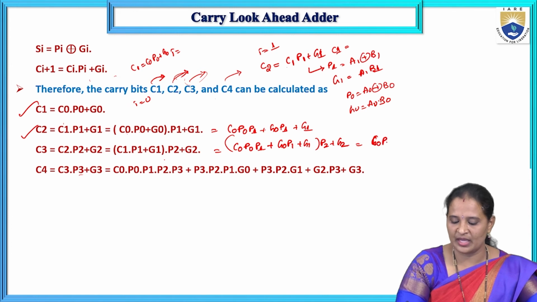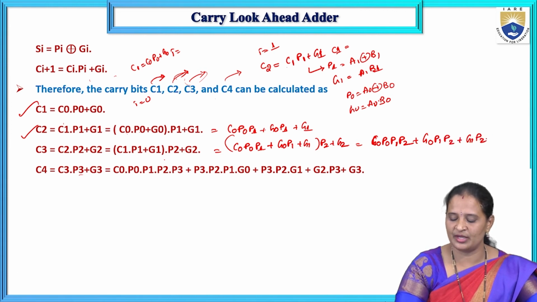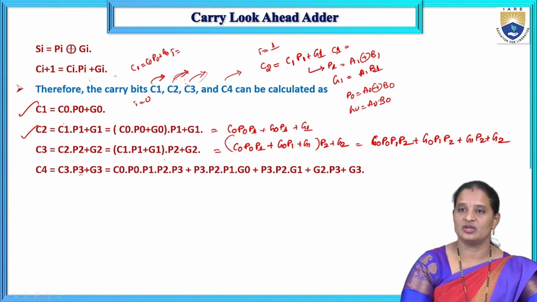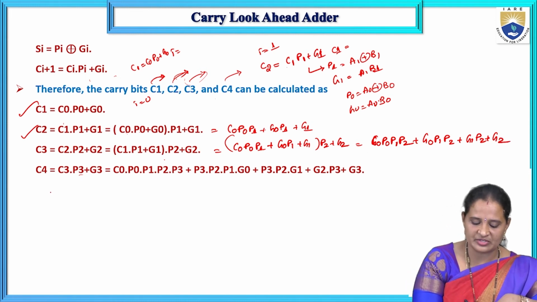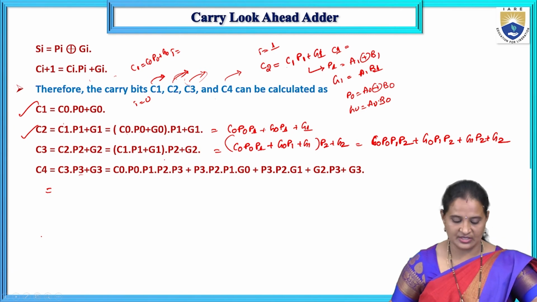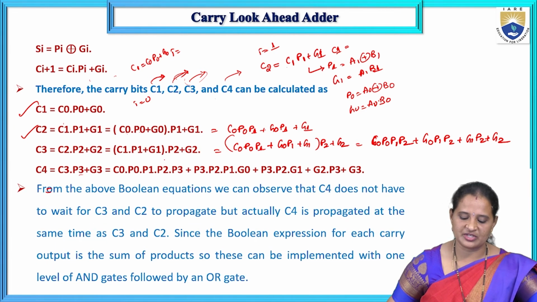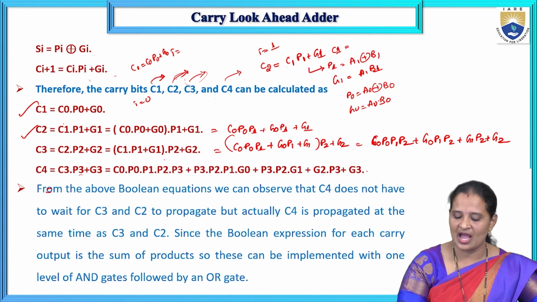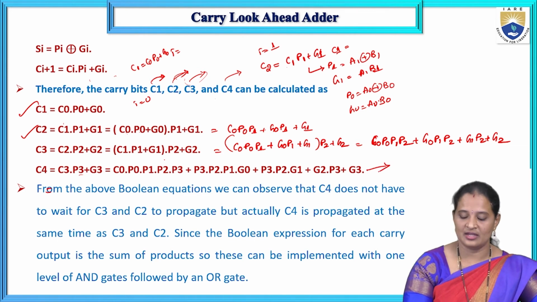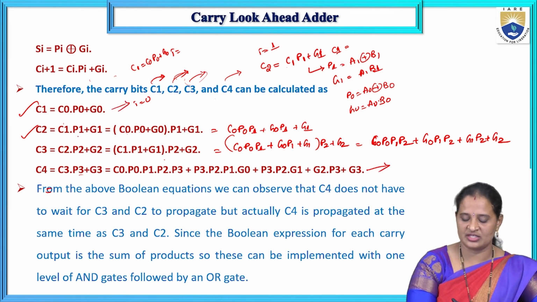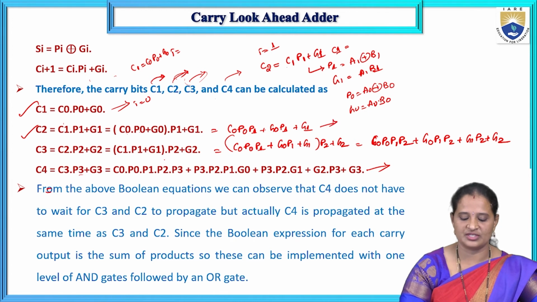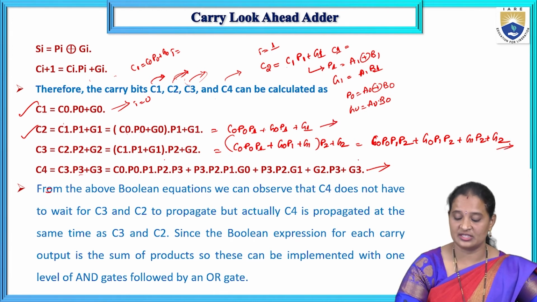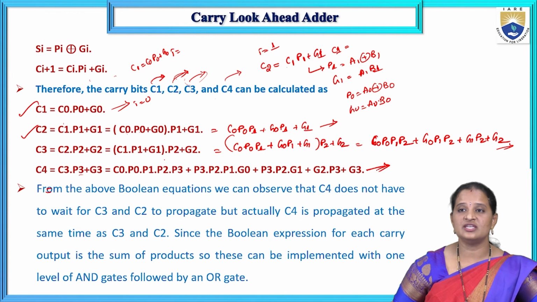C0, P0, P1, P2 plus G0, P1, P2 plus G1, P2 plus G2. So this is my C3. Now I'm substituting this C3 in this one. So if I substitute C3 and simplify this, I'll get this equation. So this is the equation for C0, C1, and this is the equation for C2, this is the equation for C3, and this is the equation for C4.